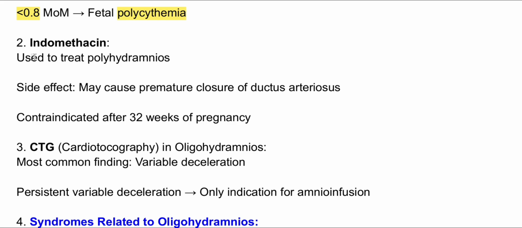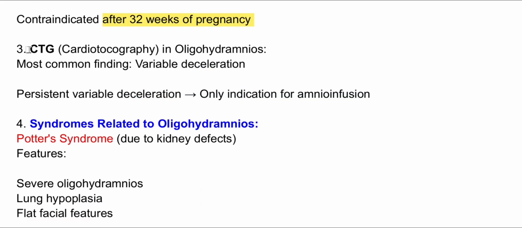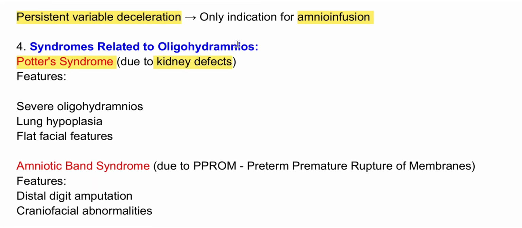Now, indomethacin, as I mentioned above, can be used to treat polyhydramnios. Side effect will be premature closure of ductus arteriosus, and contraindication is after 32 weeks of pregnancy. We use cardiotocography in oligohydramnios. Most common finding is variable deceleration. Persistent variable deceleration is the only indication for amnioinfusion. Remember this: if you have to do amnioinfusion, the only indication is persistent variable deceleration seen on the cardiotocography.